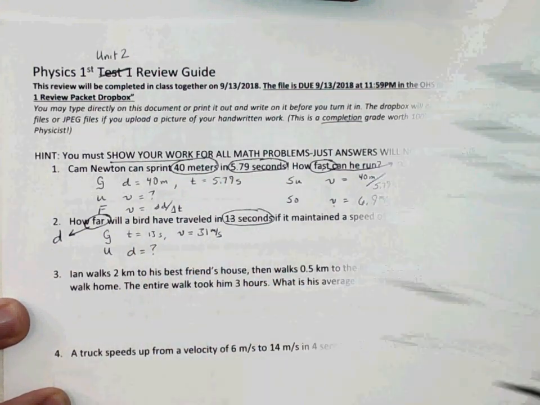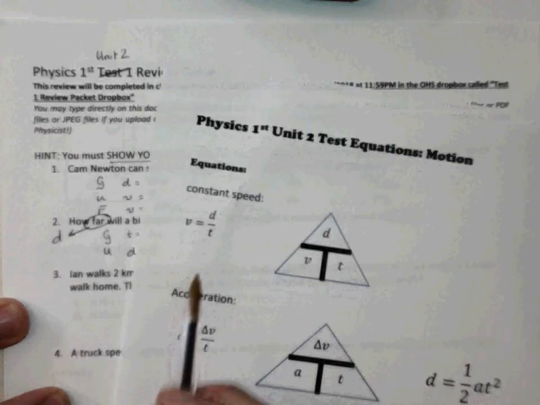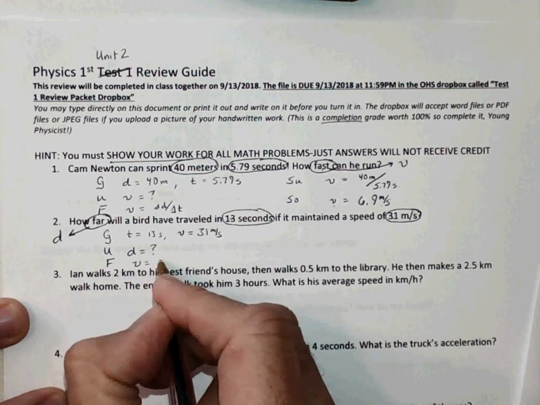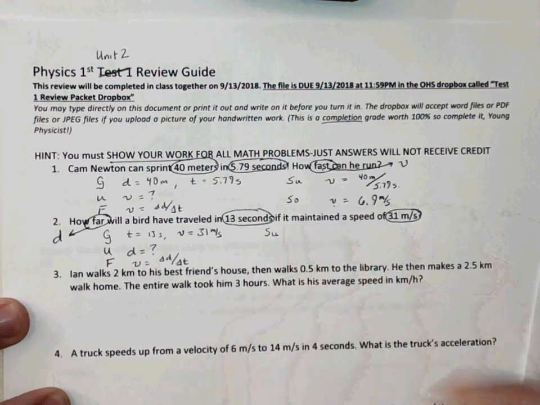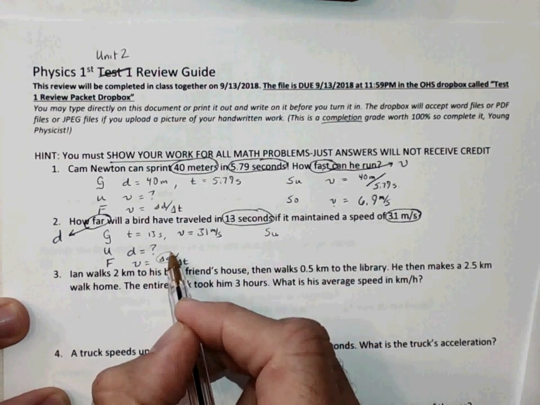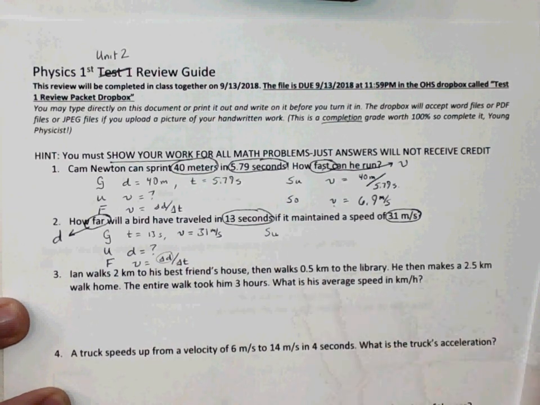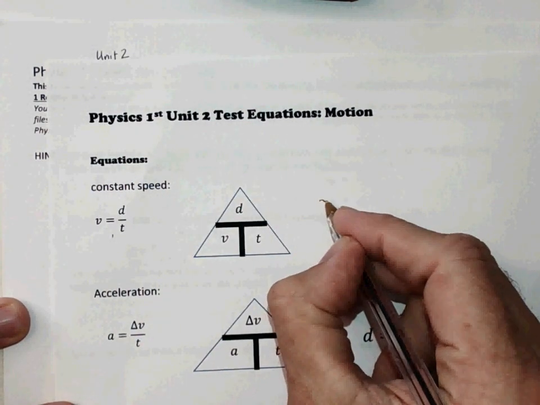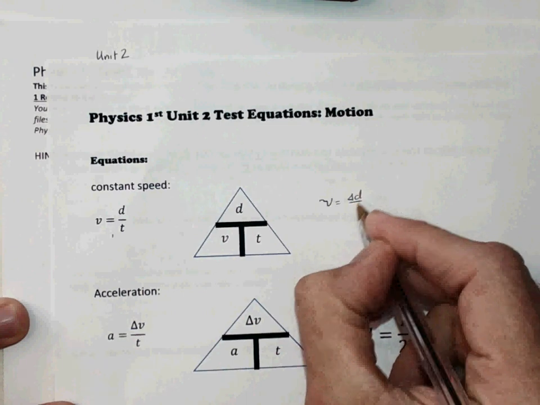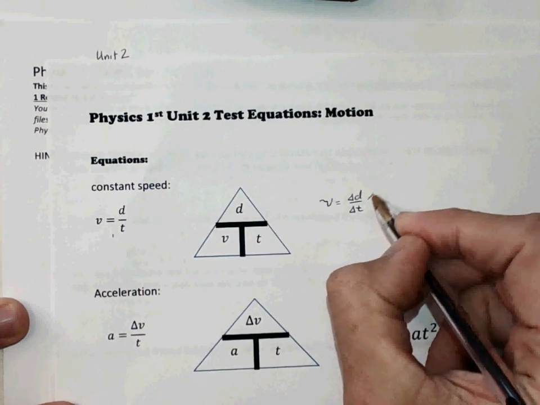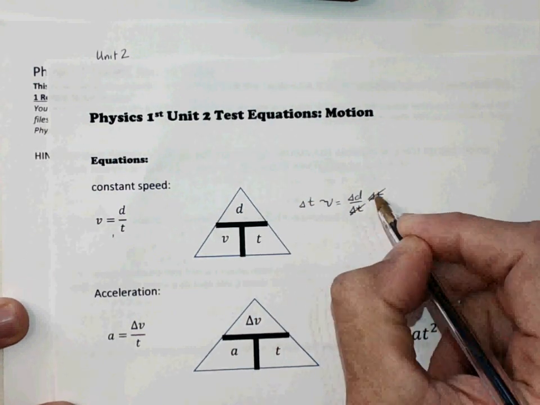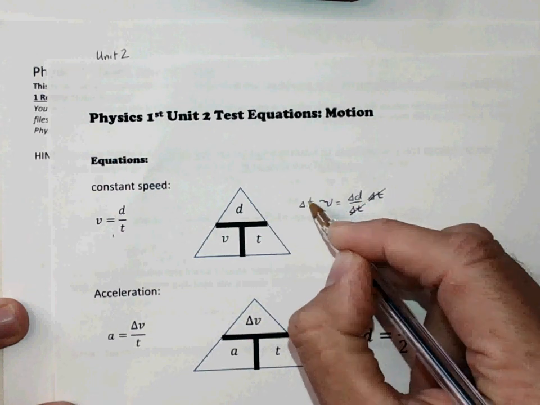Again, what's the only formula that has T, V, and D? Well, this one. Change in distance over change in time. I substitute, oh, wait a minute, I'm looking for D. I need D by itself. I'd like you to do algebra, right? So V equals change in distance over change in time. I want distance by itself, so I'm going to multiply both sides by time. What I do to one side, I do to the other. So d is v times delta t.